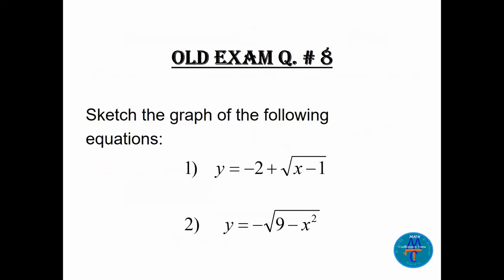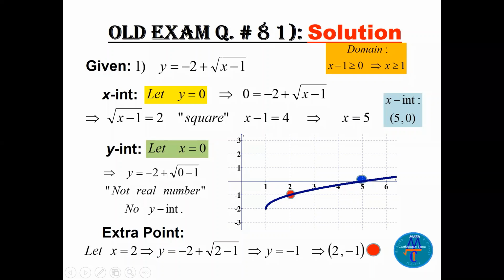The last question is the graphing, sketching. See, there's a big difference between 1 and 2. I put this on purpose. One has a square root with power 1, and one has a square root with power x2. Now to start graphing here, question 8.1, let's find the x-intercept.